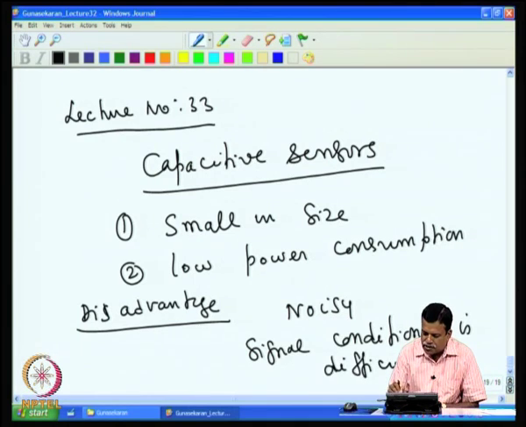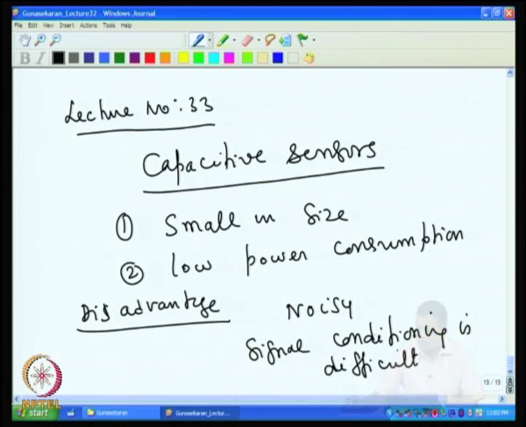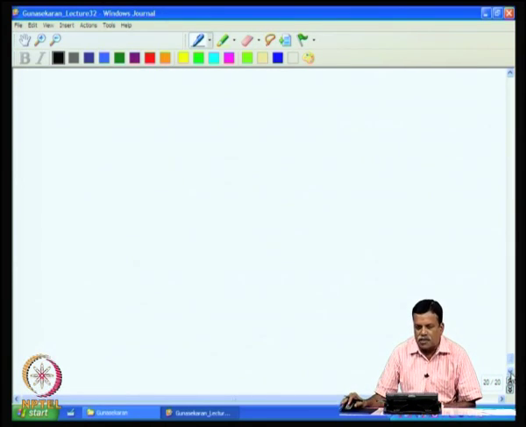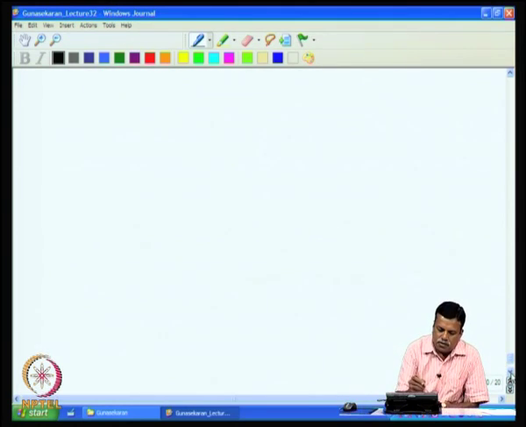But nowadays these problems are overcome, and capacitive sensors are used extensively. For example, even our vernier caliper uses capacitive sensors, and finally gives a digital display of displacement. That level of usage has come for capacitive sensors, and they will be used more and more in future because of low power consumption and very small size. So, let us see the problems associated with the capacitive sensors.